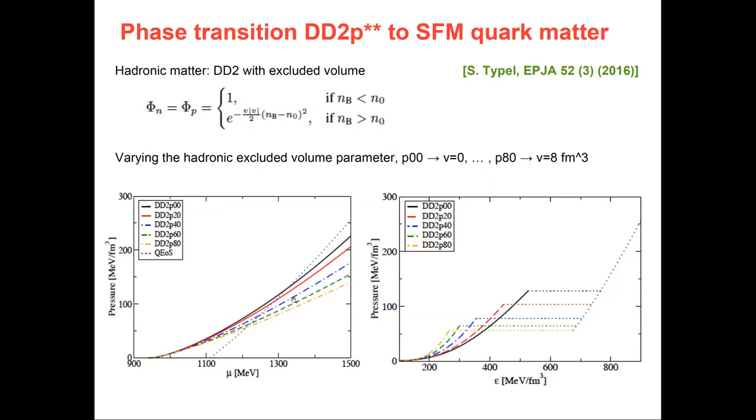And here we see how the high density stiffness depends on this parameter. The pure DD2 equation of state is the black line. The stiffer the matter in pressure versus chemical potential, the flatter this function. So the yellow line is the one which is the stiffest equation of state. This we see when we plot pressure versus energy density. Here we have the typical plateau of the first order phase transition.